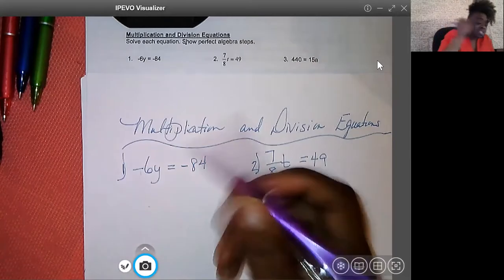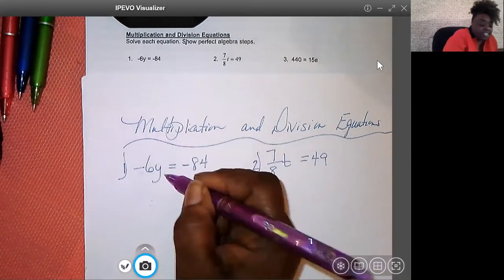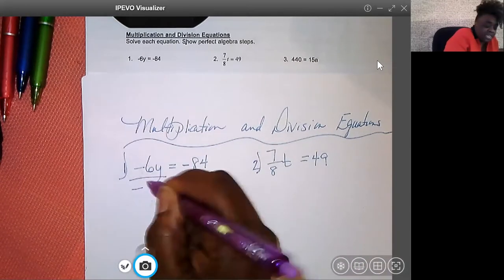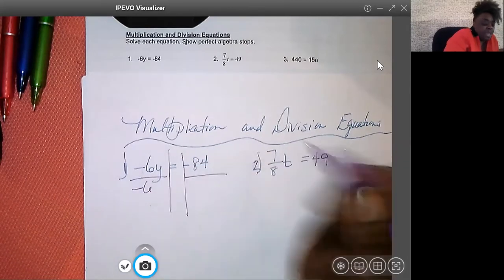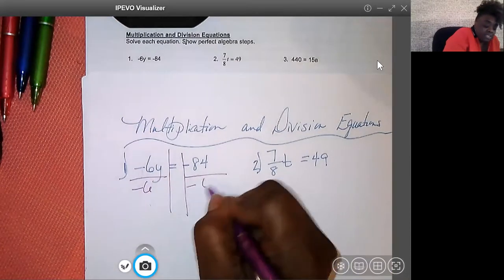Since we have a number and a variable, we know that's multiplication. So the opposite would be to divide. So we're going to divide by negative 6 on both sides, because remember, as we work algebraic equations, whatever we do on one side, we must do on the other side.